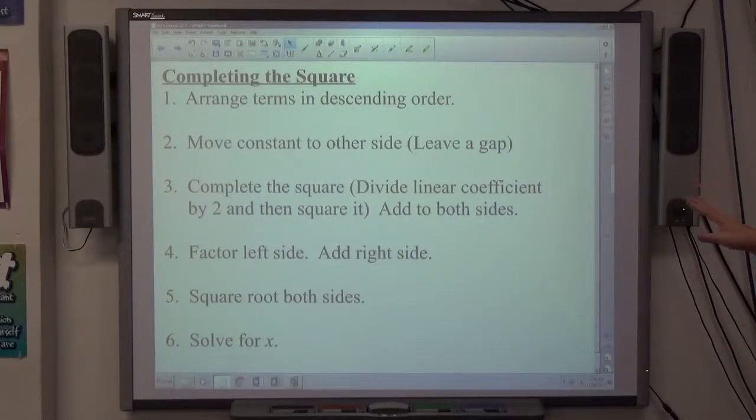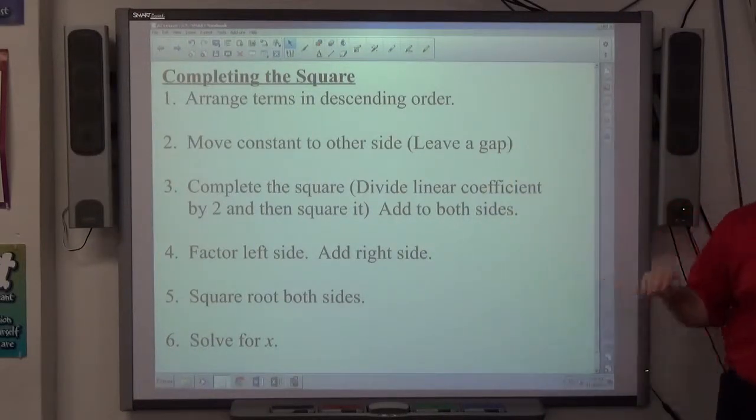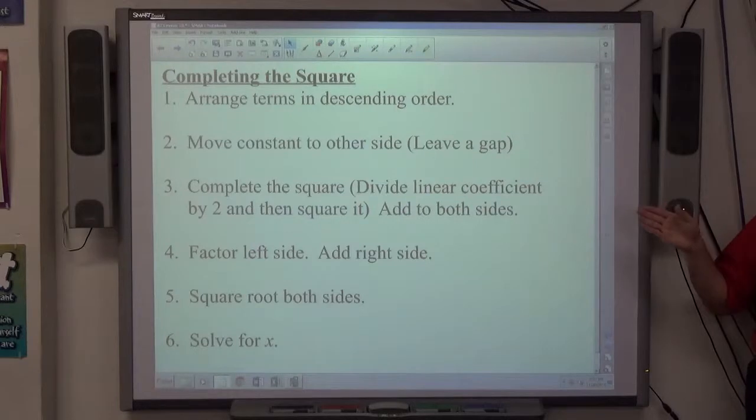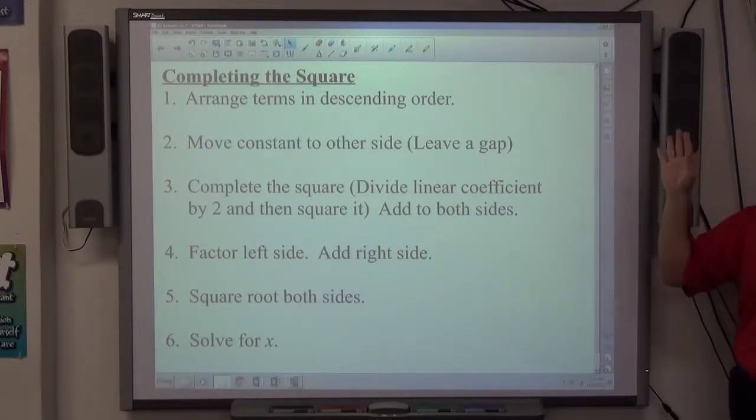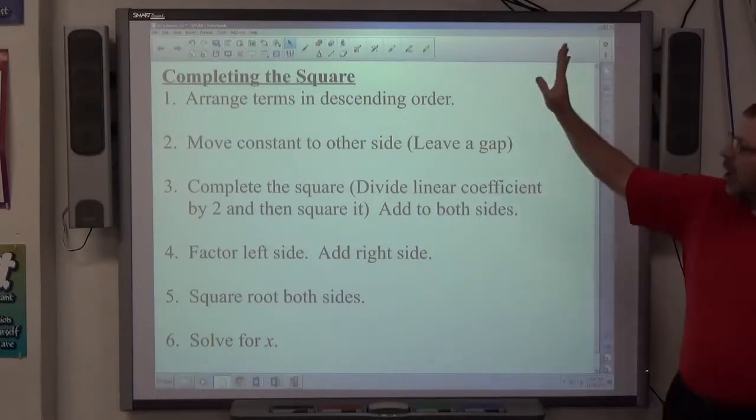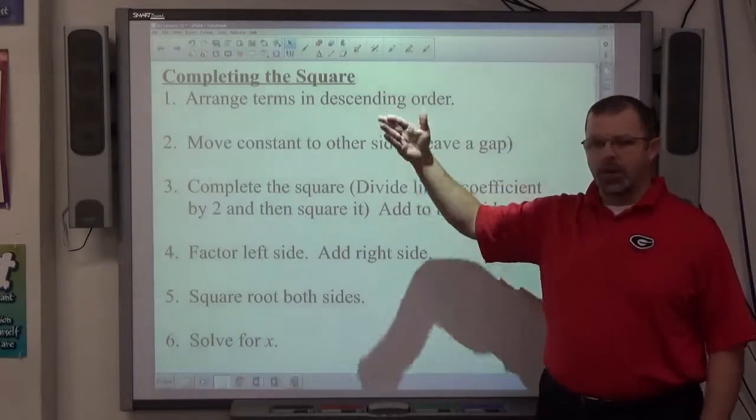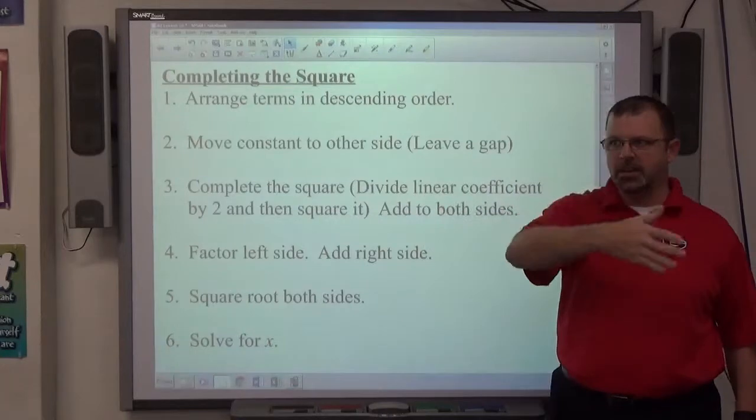Okay, the next three examples are all going to use this exact procedure here. As with most algebraic procedures, if you need to do it, do it. If you don't, skip it. Okay? If they're already in descending order, done. If not, then you've got to fix it. So you want to start off with everything in descending order equal to 0: x squared plus x plus constant equals 0.